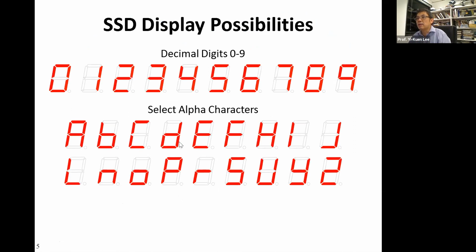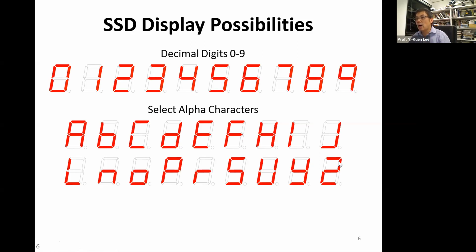And then you see, we can really have all the decimal digits 0 to 9, and also selected alphabet characters, right? A, B, C, D, E, F, G. So this will be possible, and this becomes very useful for you, once you have your sensor data, to use this kind of SSD to show your sensor data. That's a very important thing.